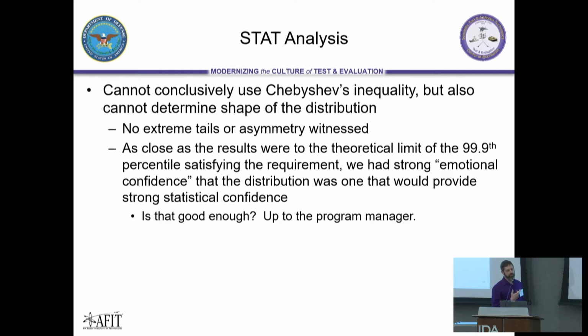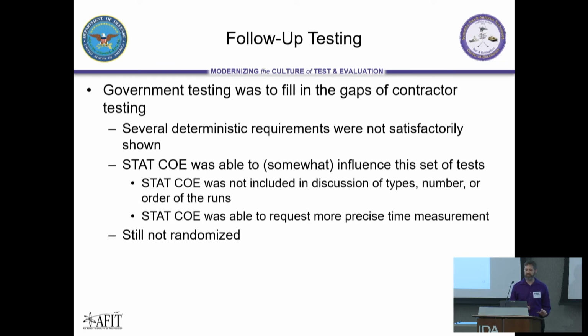So it turns out we couldn't conclusively use Chebyshev's inequality. However, that's also a worst-case scenario for the worst-case distribution. We didn't see any outliers or real skew. So we had pretty strong emotional confidence that it was a distribution that would have given statistical confidence. But how do we quantify that? Is that good enough? Possibly up to the program's risk tolerance. Fortunately, we didn't have to leave it there.